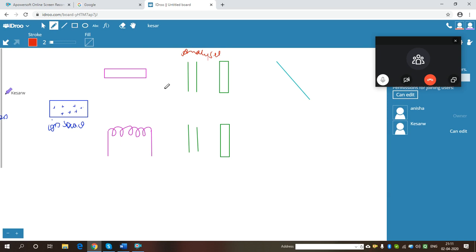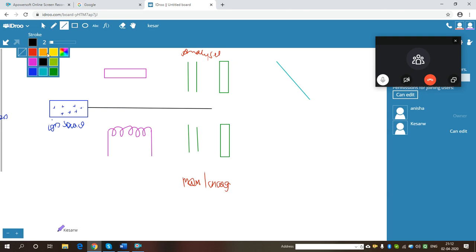Now what does this analyzer do? This analyzer separates the ions according to their mass, so according to their mass-to-charge ratio. Also the radius of the path depends upon the m/z value. So if you have an ion particle, let's take black for instance, it is traveling from the ion source through the analyzer. Once it comes halfway to the analyzer, the path changes.